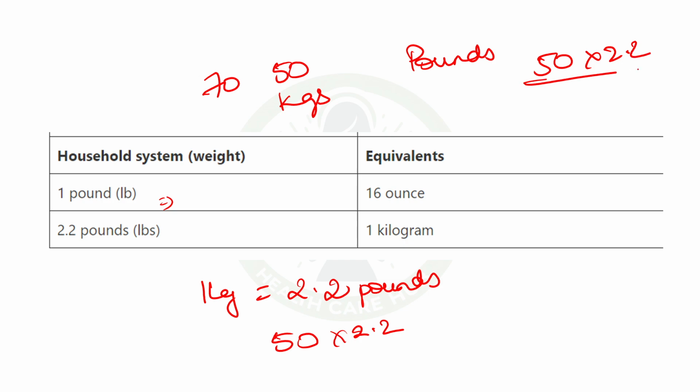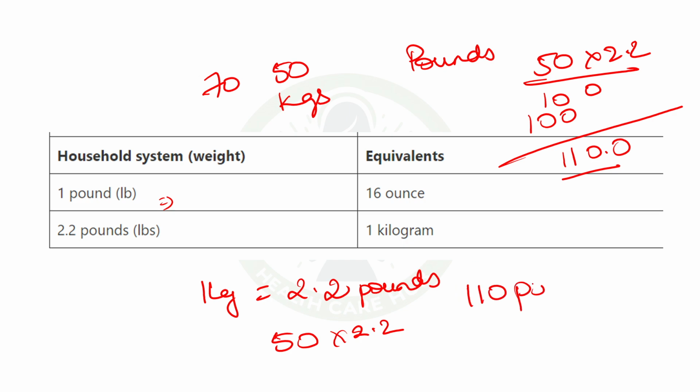50 into 2.2: 2 zeros are 0, 2 5s are 10, 2 zeros are 0, 2 5s are 10. So finally what we will get, this amount we will get. So here the point is there, so it is around 110 pounds. Understood?